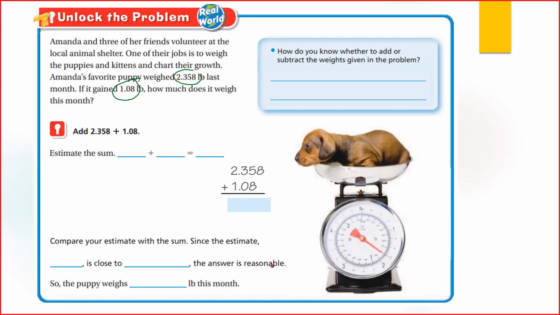Then the next month she weighed it. She found that it gained 1 and 8 tenths. How much does it weigh this month? So what are we gonna do? We're gonna add them. Now focus with me here. As I told you before, you have to what? Rearrange the numbers under each other, the ones under the ones, the tenths, the hundredths, and the thousandths. Then here, there's nothing to write, so we should write 0.